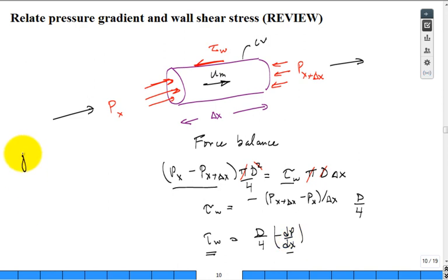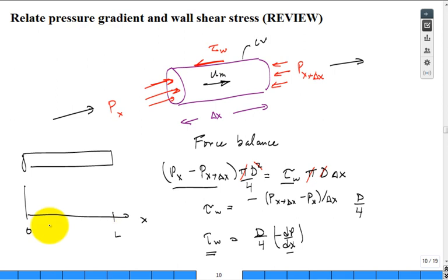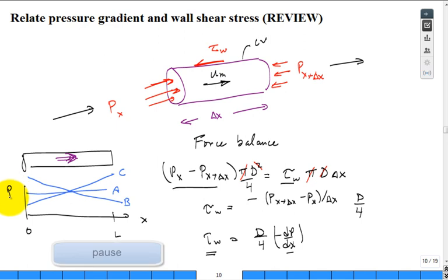Let me do this. If my pipe is like this, and I have X running in the positive direction, start at 0 at one end, go off to maybe L, and I have the flow going in the positive X direction in the pipe, and it's a viscous fluid. Do I expect that the pressure will be constant? Answer A. Or the pressure profile would look like this, go down with increasing X, answer B. Or go up, answer C. What does the pressure as a function of X look like in my pipe?